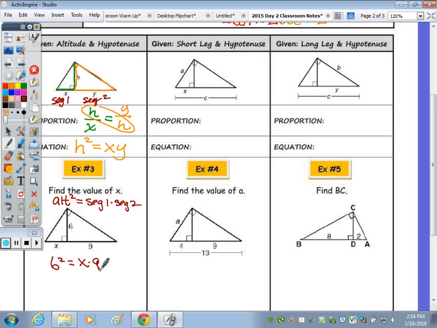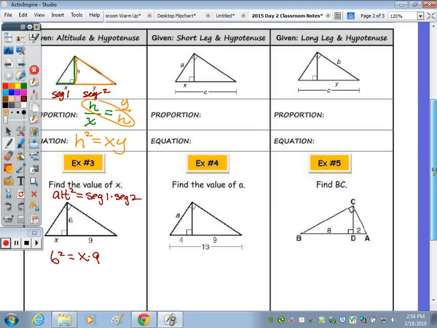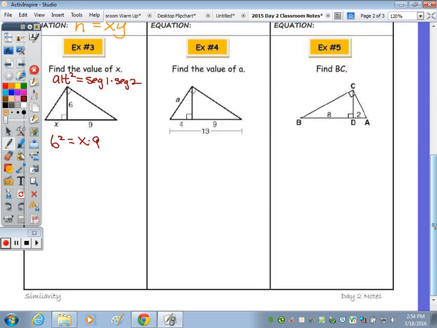If not, you can set up the proportion. The proportion would be long leg to short leg, so long is 6 to x equals long 9 to 6. Either way, 6 times 6 is 36, 9 times x is 9x. You get the same thing, right? So it doesn't matter how you do it. So divide by 9 and x is 4. See if you can write the proportion in the middle column while some are still copying down the notes.